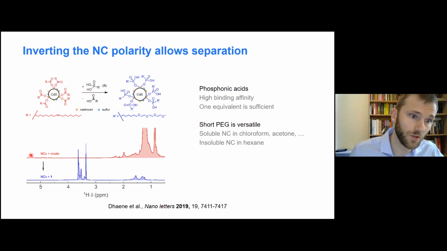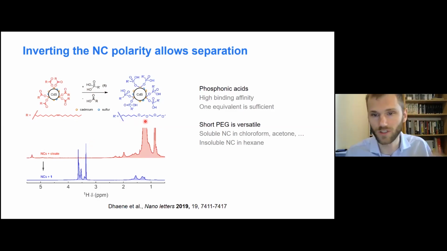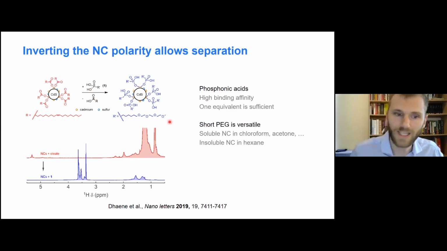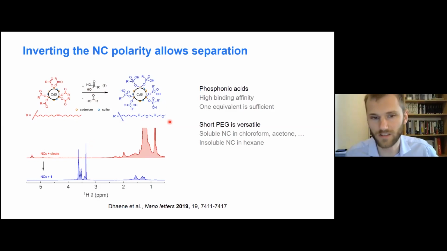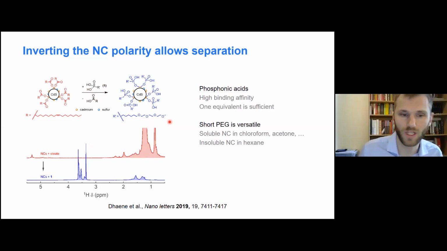The red is before the exchange, so you see a little signal of oleate, and then you see these two huge peaks of polymerized octadecene. So then we exchanged it for this phosphonic acid that's slightly more polar. This PEG, as we have seen before, is quite versatile. So the nanocrystals remain soluble in chloroform, but if we now add hexane, they precipitate. But the polymerized octadecene is still soluble in hexane. So that's a way of separating polymerized octadecene from the slightly more polar nanocrystals.